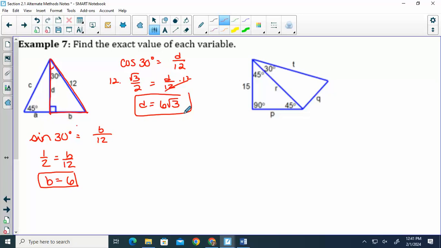Wait, how did you do that? Oh, you just multiply everything with 12? Well, 12 is outside the radical, so it would be like 12 square root of 3 divided by 2. Oh, okay. So you can do 12 divided by 2. Alright, so now we found everything in that triangle.